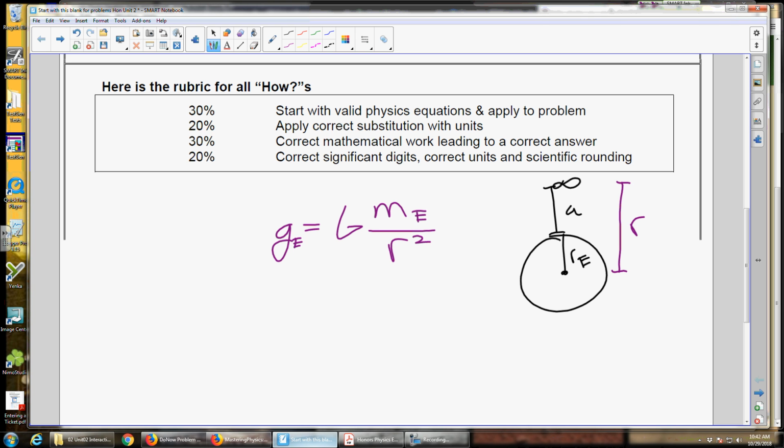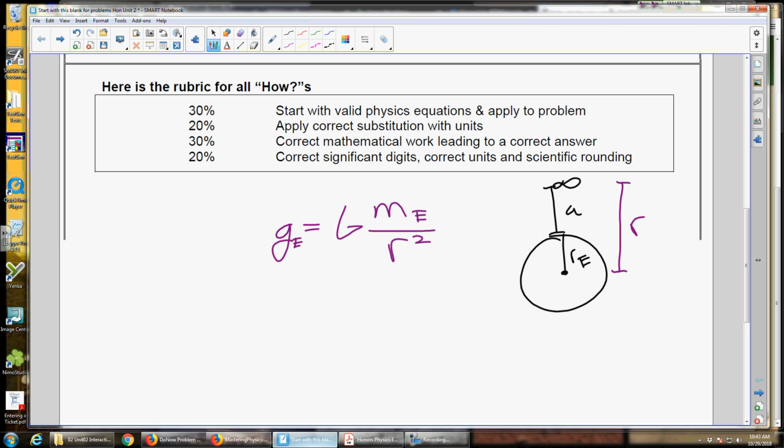If I'm on the surface of the planet, of course, that's just the radius of the planet. But in this case, it's how far apart they are, because I'm not on the surface, I'm above the surface. So now they want us to find a, I think, right? The altitude.